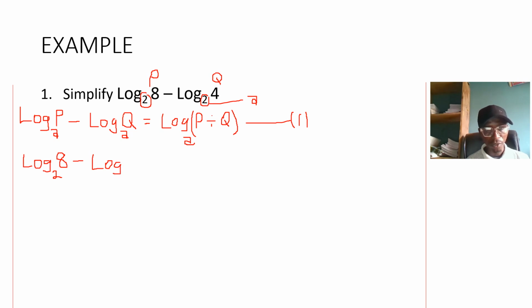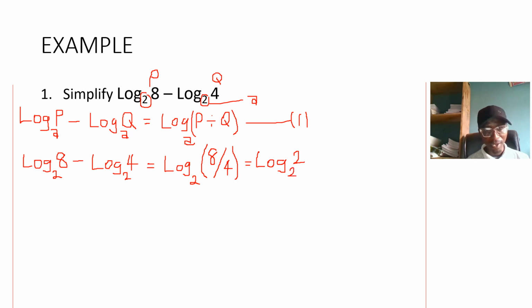our q in this question is 4, log 4 also base 2, which will now be equal to log p, our p now is 8, divided by our q, now 4, then our base is 2. Then we know that if we divide 8 by 4, that will give us 2. So we have log 2 base 2.